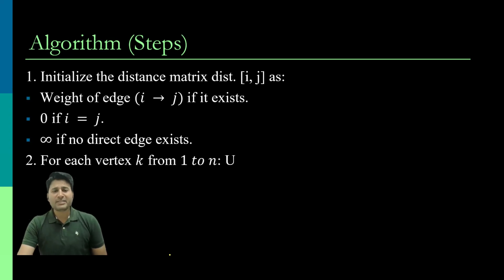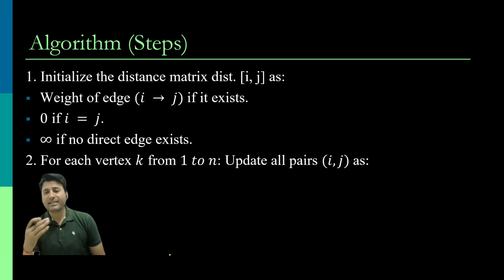Okay, once the distance matrix is written initially, then we write the sequence of matrices. Sequence of matrices means what? If a graph has n vertices, the initial distance matrix measures the direct distance, then we'll include some more vertices in the path. Let it be vertex number 1. Then we call it the first distance matrix, where in place of the direct weight from i to j, we are interested in checking the weight from i to j, making, let it be k, the intermediate vertex.